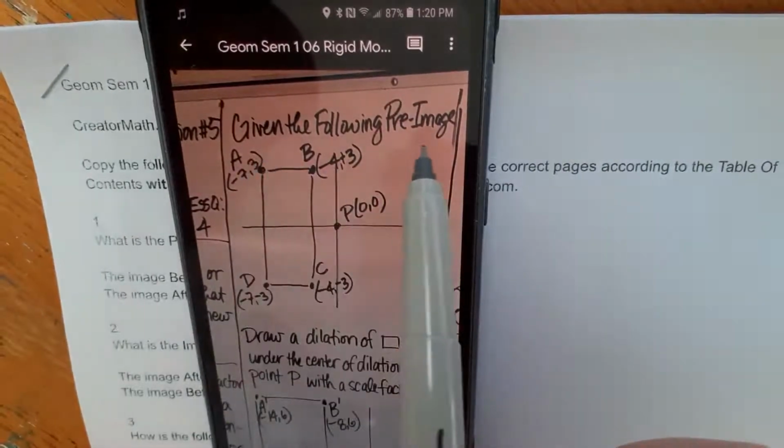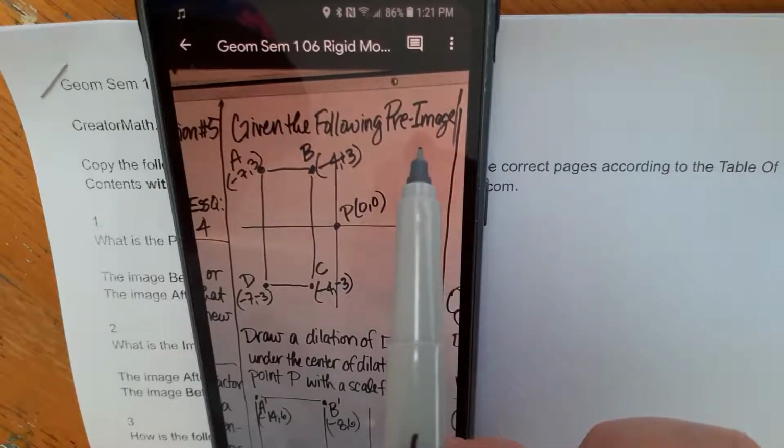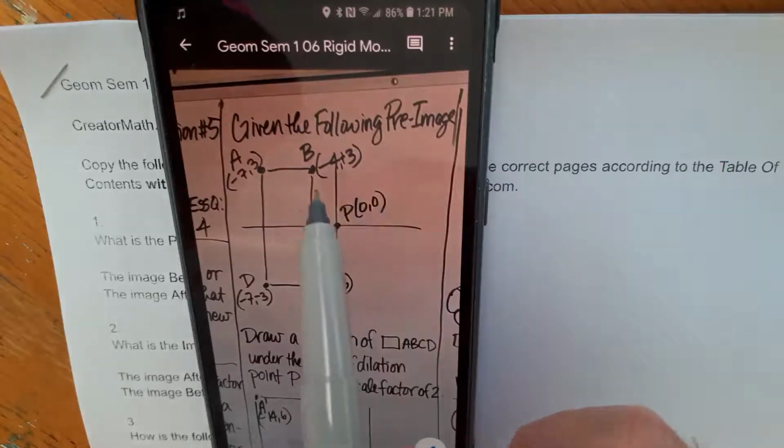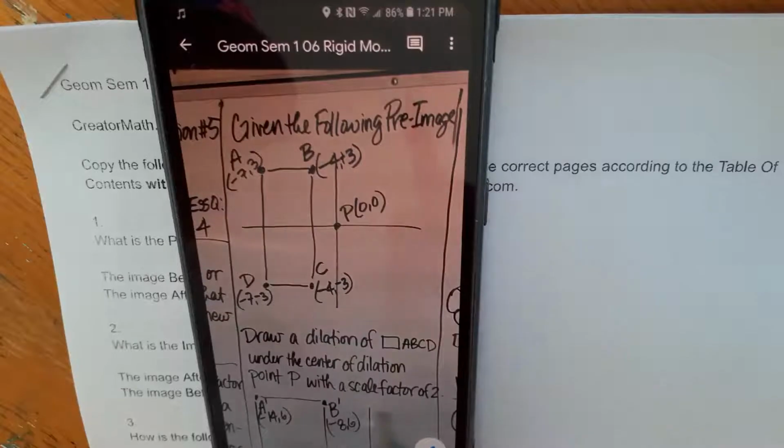So given the following pre-image, and we use pre-images again, just like with rigid motions, and we use image after it's been expanded or shrunk. We start with points on a grid here on a Cartesian coordinate plane.